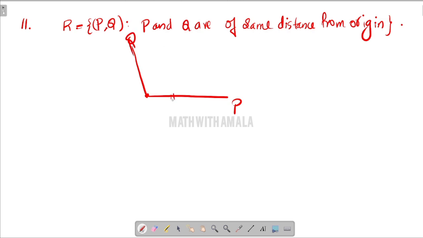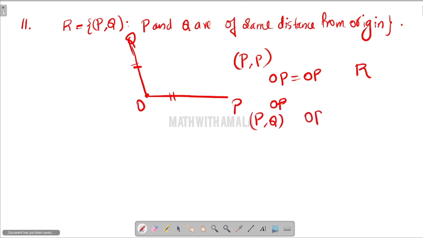In the 11th question, we have the set of points on the plane where P and Q are at the same distance from the origin. So we have the origin O, and P and Q are equidistant from the origin O. Then (P, P) means the distance OP equals OP. It is reflexive.